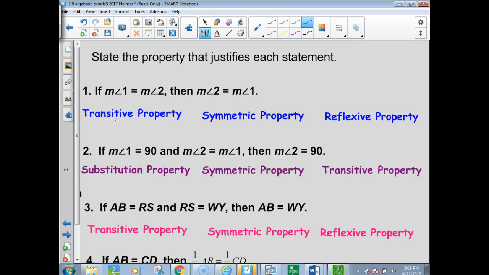Okay, is it transitive? Are there 3 things here? There's not 3 statements. Can't be that. Is it symmetric, which means you flapped it? Yes.